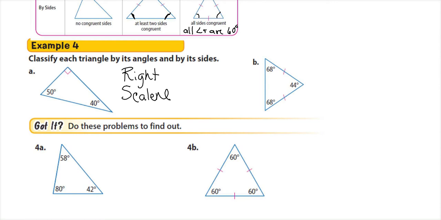Let's take a look at letter B. In this case, we have two of the tick marks, as they're called. That means that two of the angles are congruent. We can see that. We have a 68 and a 68. So since two are exactly the same, we have to do it by angles first. Everything is less than 90, so it would be acute. And then by the sides, since there are two the same, that's going to make it isosceles. So we have acute isosceles.